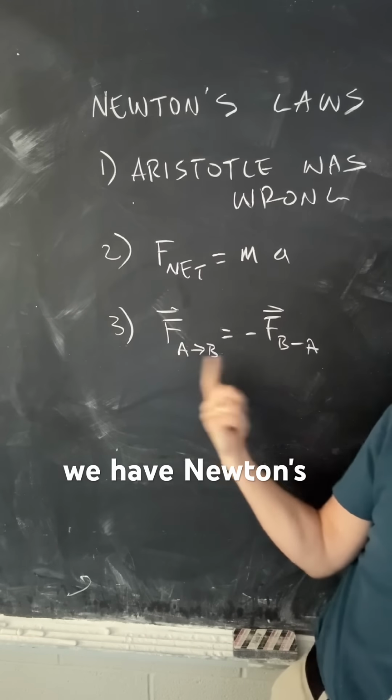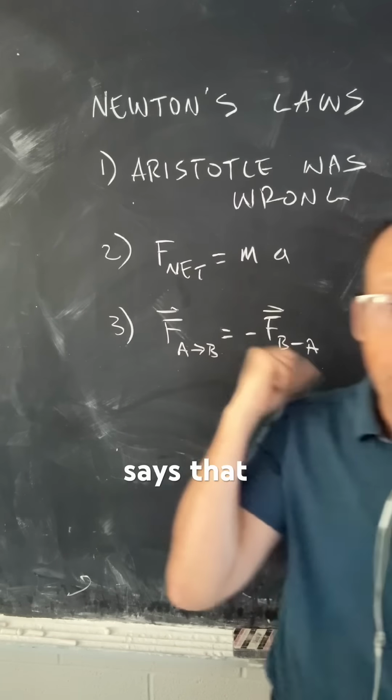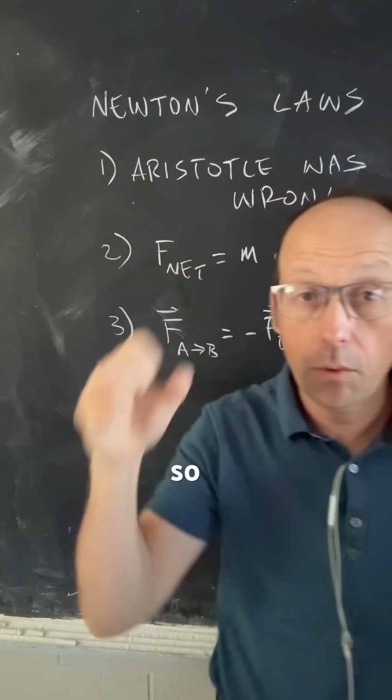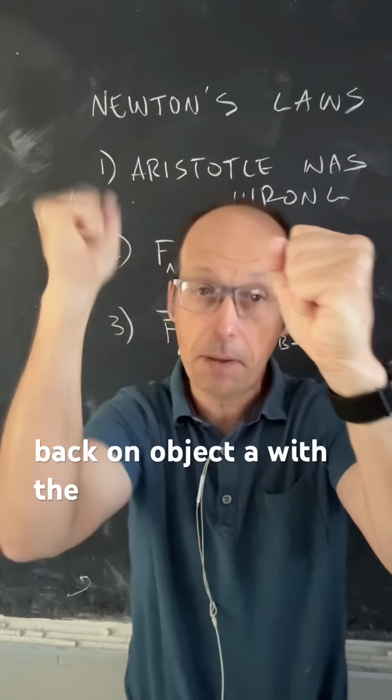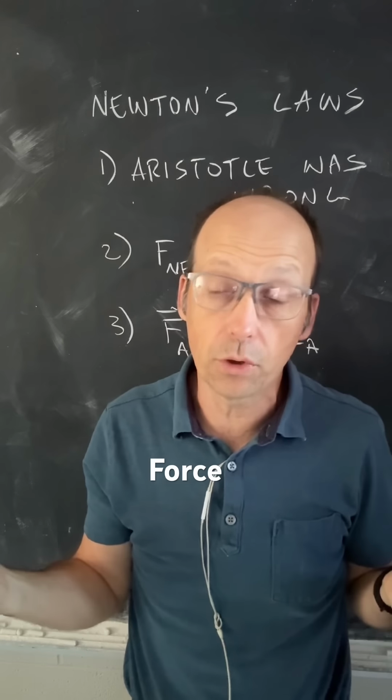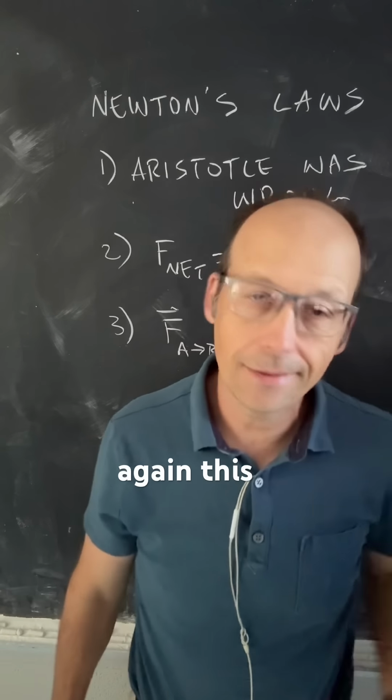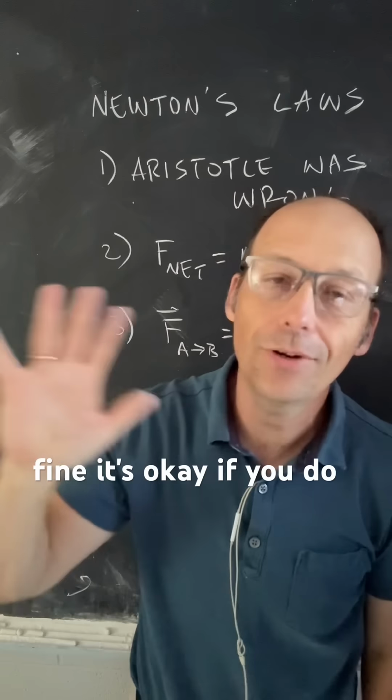Finally, we have Newton's third law. It says that forces come in pairs. So if object A pushes on object B, object B pushes back on object A with an equal and opposite force. Now, again, this one people get wrong. It's fine. It's okay if you do.